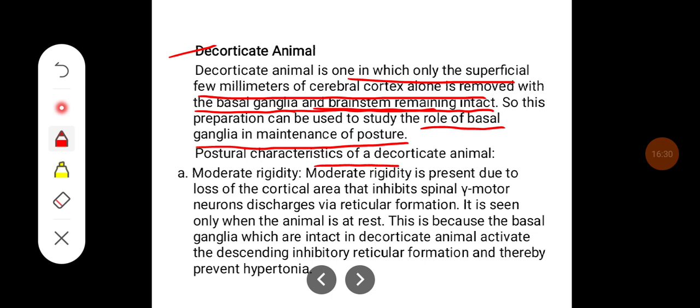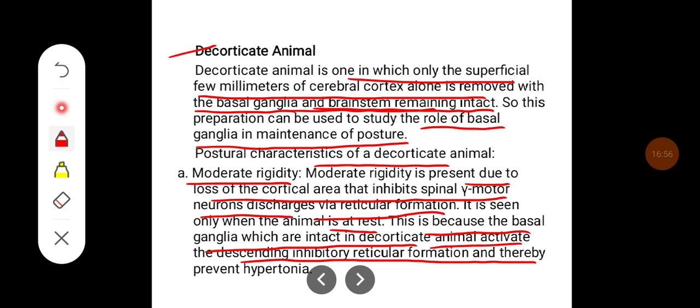Some of the postural characteristics of the decorticate animal are: there will be moderate rigidity. Moderate rigidity is present due to the loss of cortical area that inhibits spinal gamma motor neuron discharges via the reticular formation. It is seen only when the animal is at rest. This is because the basal ganglia, which are intact in the decorticate animal, activate the descending inhibitory reticular formation and thereby prevent hypertonia.